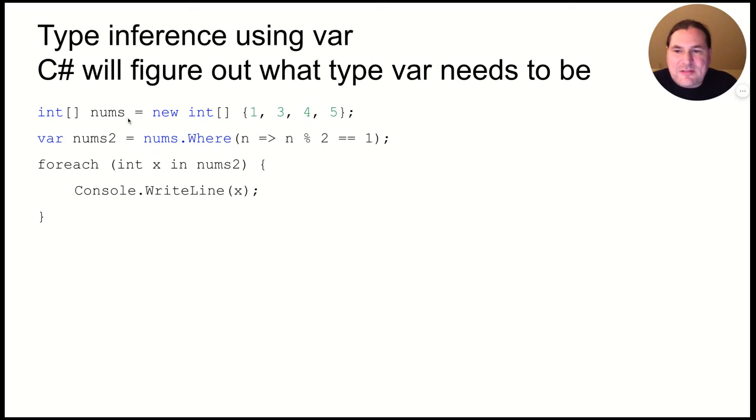But for something like this, C# is going to look at this and be like, boom, this is going to be IEnumerable, and it's an IEnumerable for int. This foreach loop's going to work out fine, and it's going to be great. So that's an interesting example of using var.